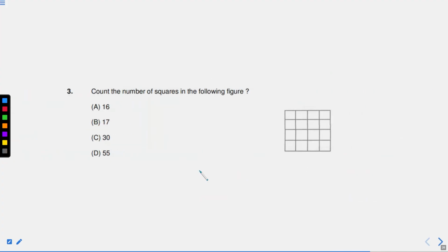Now question number 3. I'll quickly read this question for you. Count the number of squares. Again, what you can do? 1, 2, 3, 4. 4 into 4, 16 is already there, right?